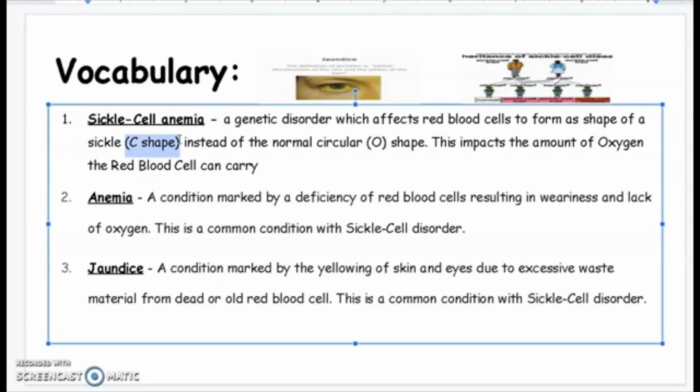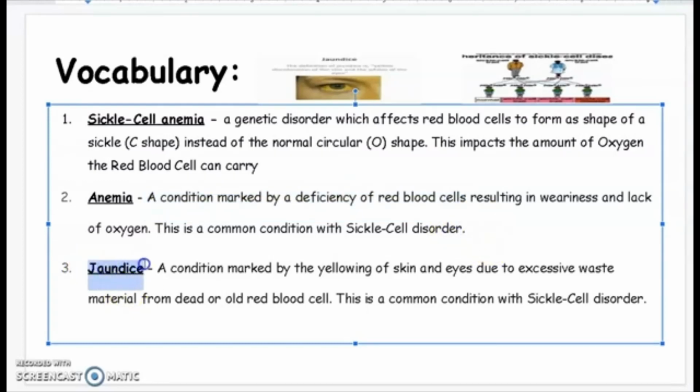Now, sickle cell disorder often leads to a condition known as anemia. Anemia is a condition where there is a deficiency of red blood cells. And so there's not enough red blood cells going to an area of the body. That's what anemia means. It means that you're just not getting enough blood in certain areas of the body. We'll go more into details later.